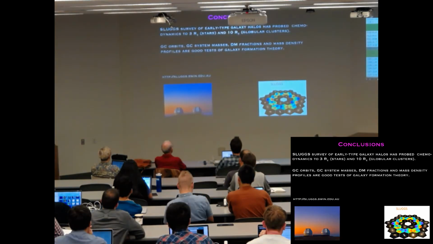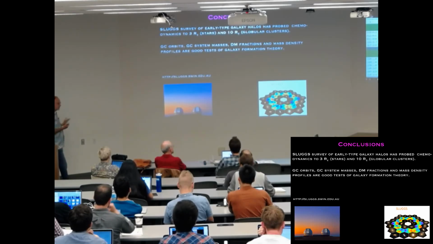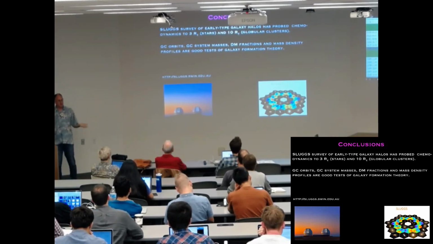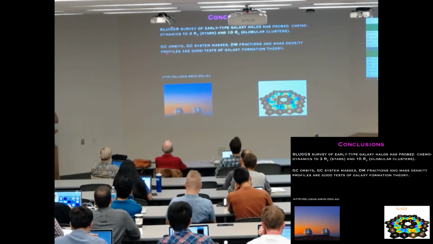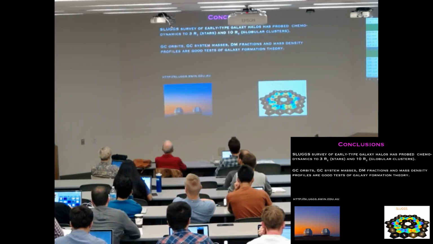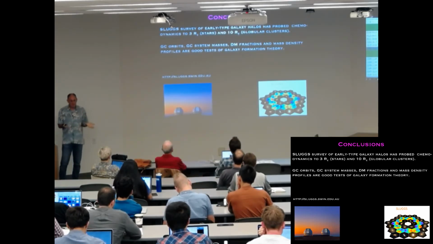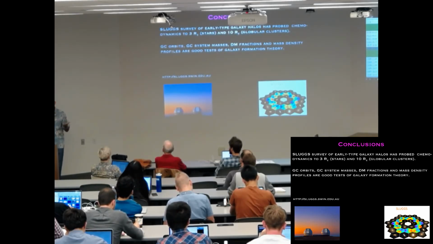So in conclusion, the SLUGGS survey is a chemodynamical survey. We probe stars in our early type galaxies out to about 3 effective radii and globular clusters out to about 10. The things I've shown you today, globular cluster orbits, globular cluster system masses, dark matter fractions, and mass density profiles, are all something that we can compare with simulations. And at the moment, there are perhaps some tensions or interesting challenges to look further at.